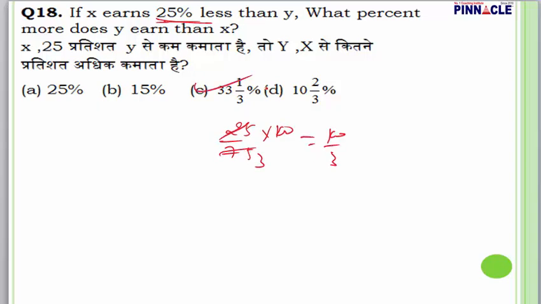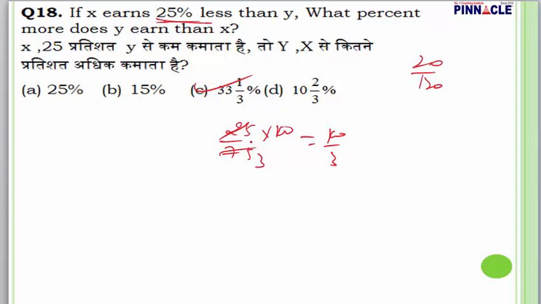This is a very important trick. If it is given, let's say, 20% more than Y, then this should be equal to 20 divided by 120 into 100. If it is more, then always add. If it is less, then always subtract. This would be the ultimate trick, and you will not have to think in great detail. You can directly give the answer.